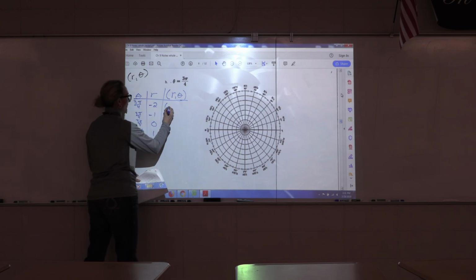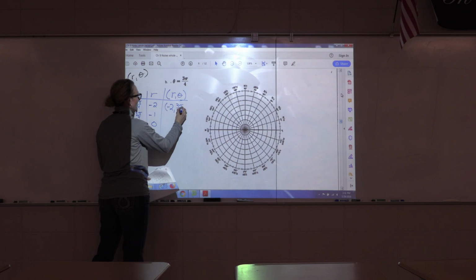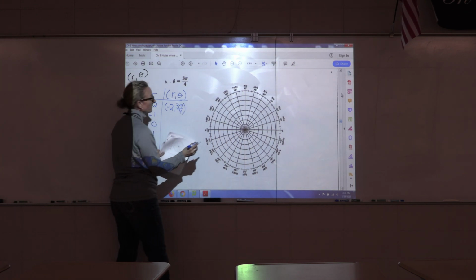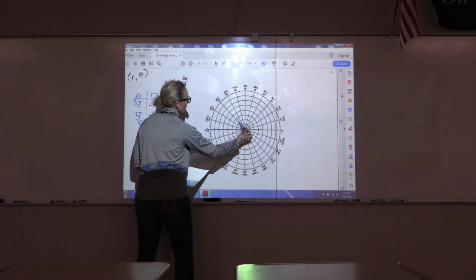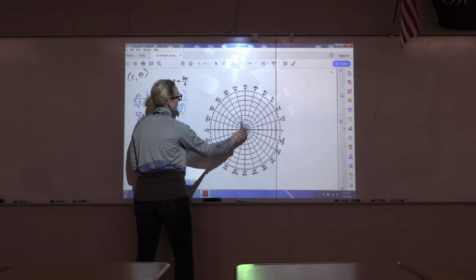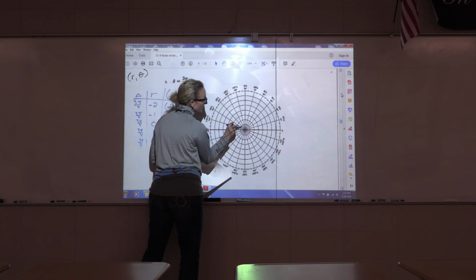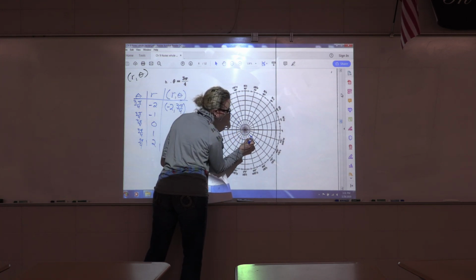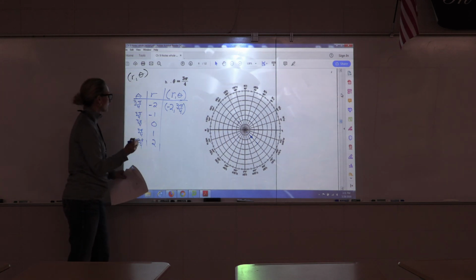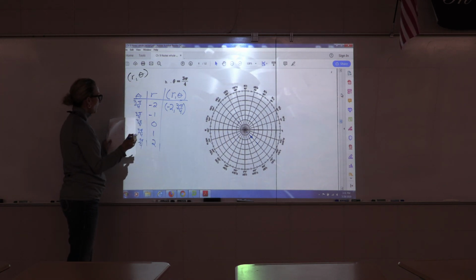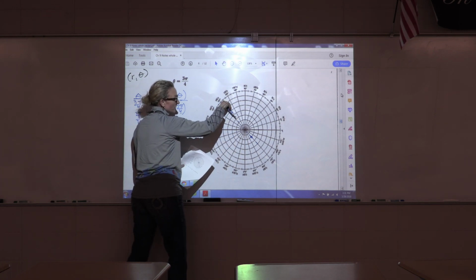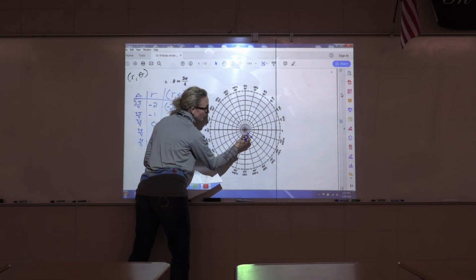Okay, so here's the point. Negative 2, comma, 3 pi over 4. Let's graph that. So remember, you do theta first. Find theta. 3 pi over 4 is 135 degrees, and I need a radius of negative 2. So that shoots me not here, but back here, a radius of negative 2. That's that point. Now, we need 3 pi over 4 with a radius of negative 1. That's that point right there.